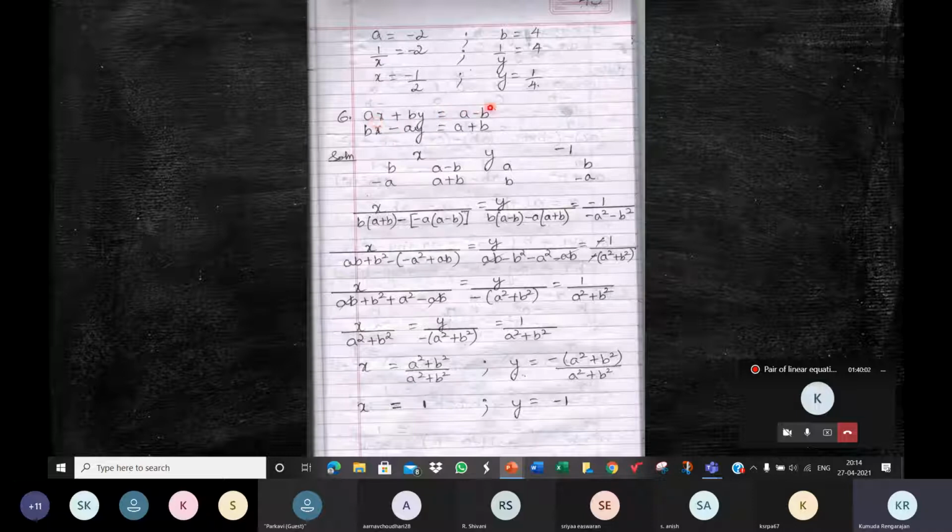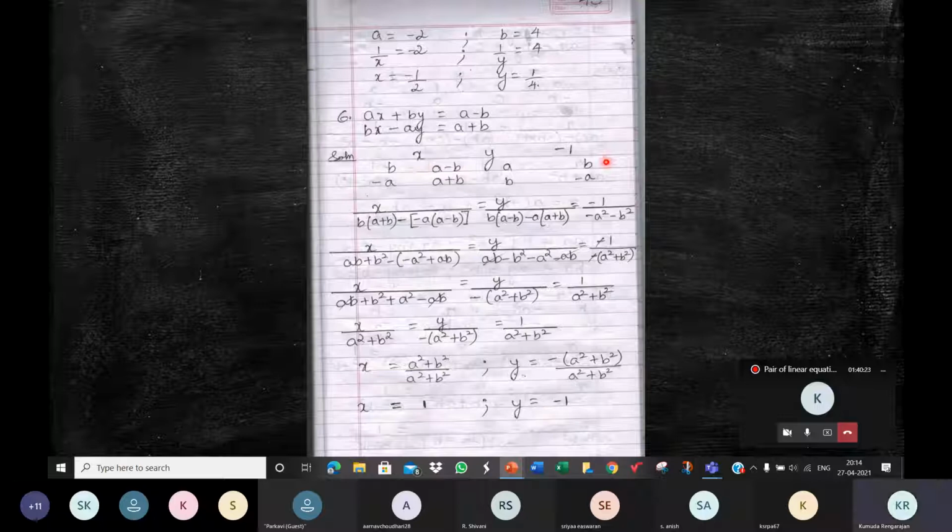X is in the numerator. The first equation is clearly a linear equation in x and y. The second one is also a linear equation in x and y. So we have a pair of linear equations in x and y, and we don't have to make any assumption. They're already linear equations, so we can just proceed to solve them by the cross multiplication method.